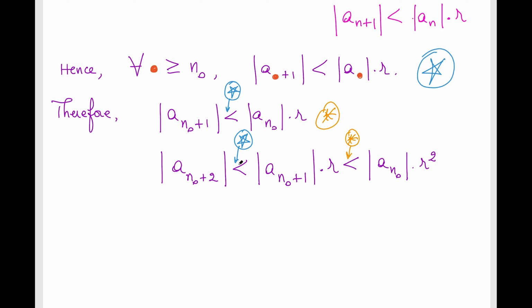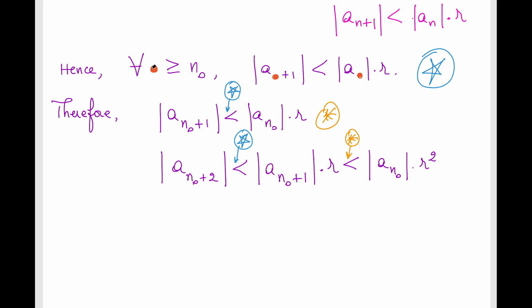Okay, so we got that the absolute value of a_{n0+2} is smaller than the absolute value of a_{n0} times r squared. Let's keep playing the same game. We're gonna do repeated iteration of star in some sense. How about we keep increasing that bullet? The last one was n naught plus 2. How about now we increase it by 1, n naught plus 3.